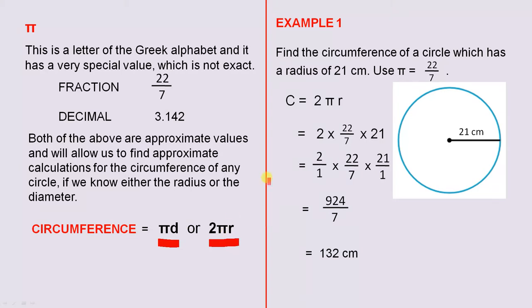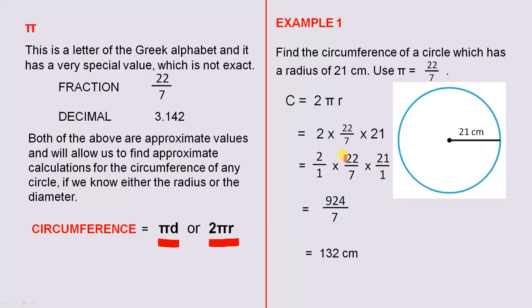Let's have a look at a few examples. Example 1. Find the circumference of a circle which has a radius of 21 centimeters. Use pi equals 22/7. So C equals 2 pi r. We'll use this one here because we are given the radius, which is 2 by 22/7 by 21. We've been told to use pi equals 22/7, which is 2/1 times 22/7 times 21/1.